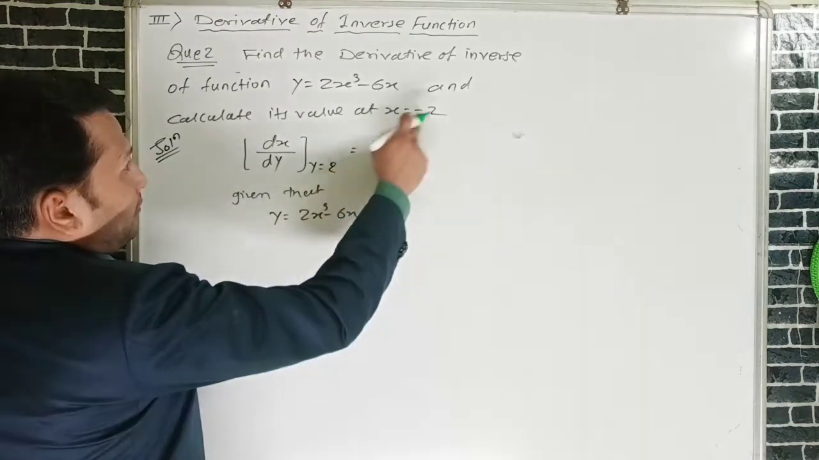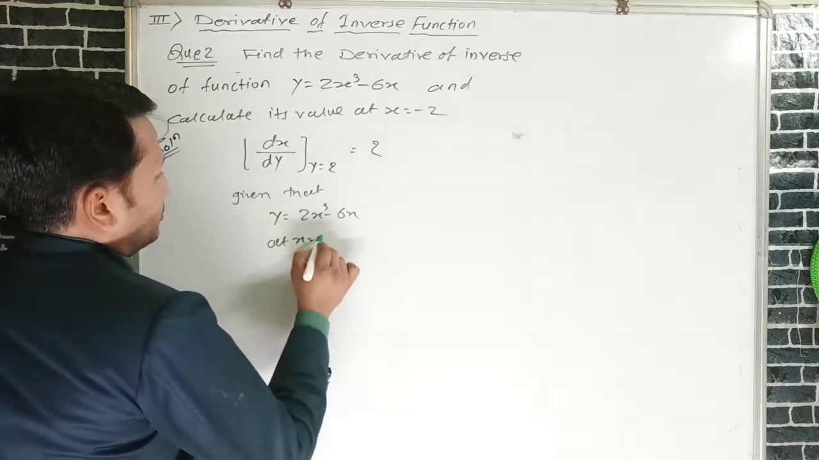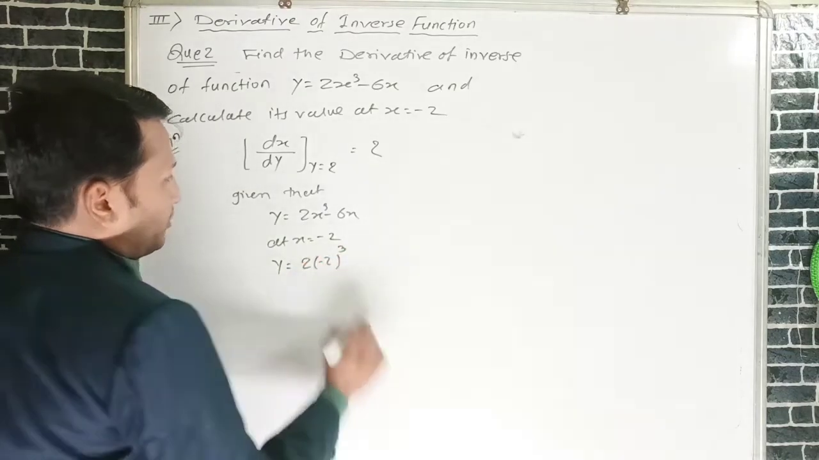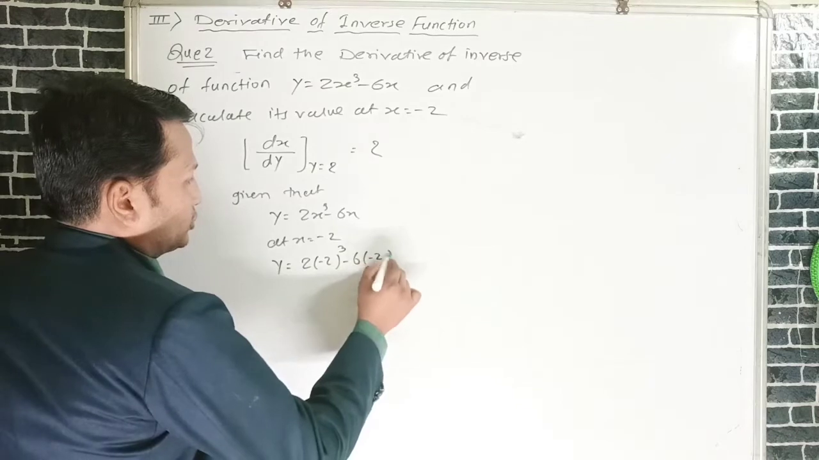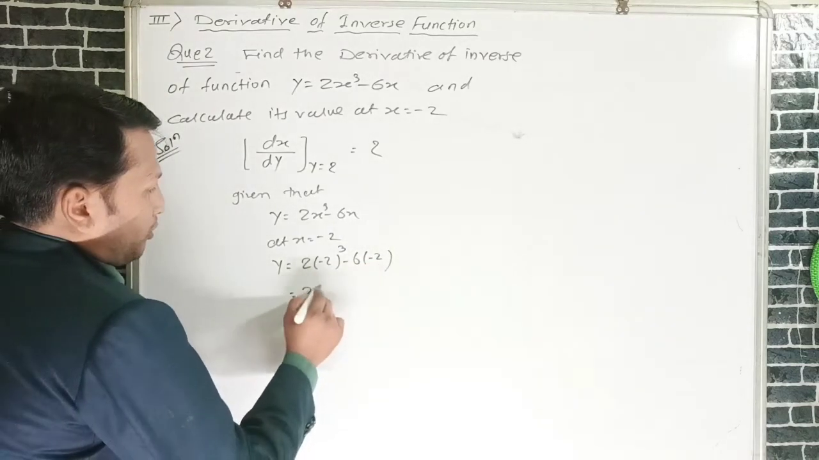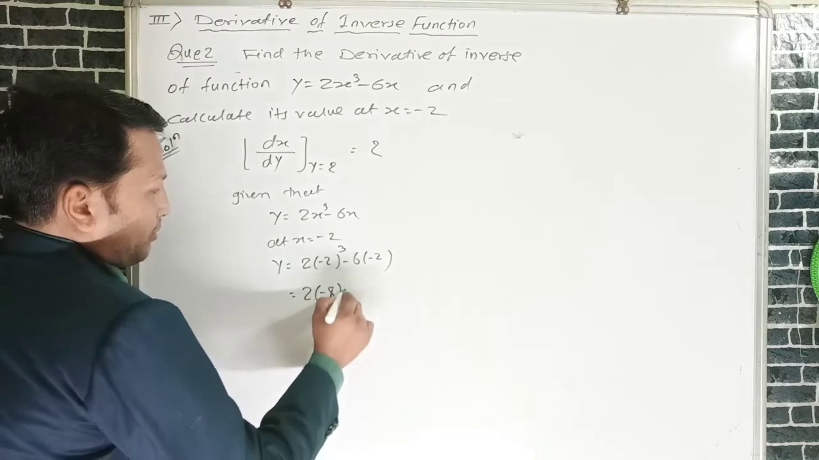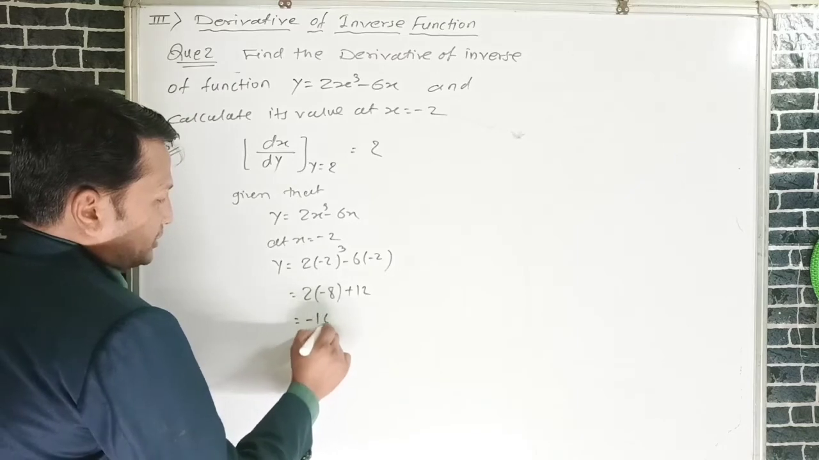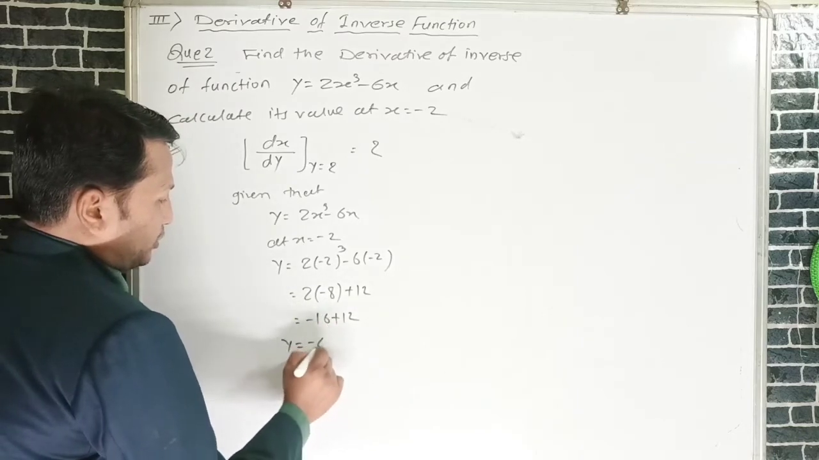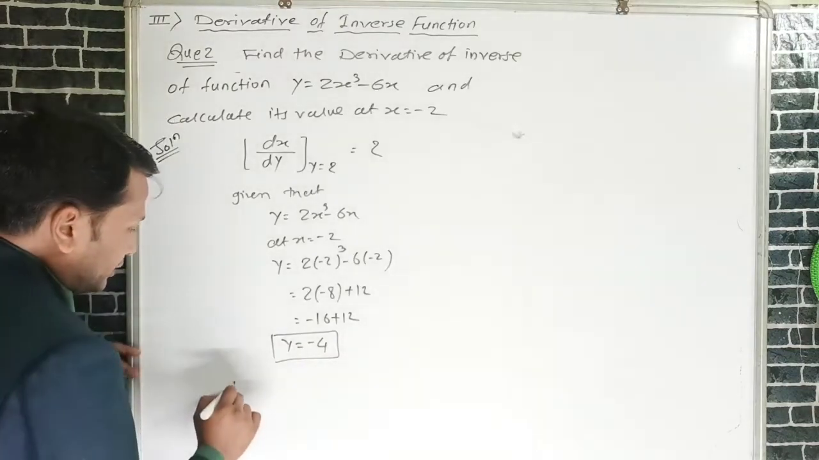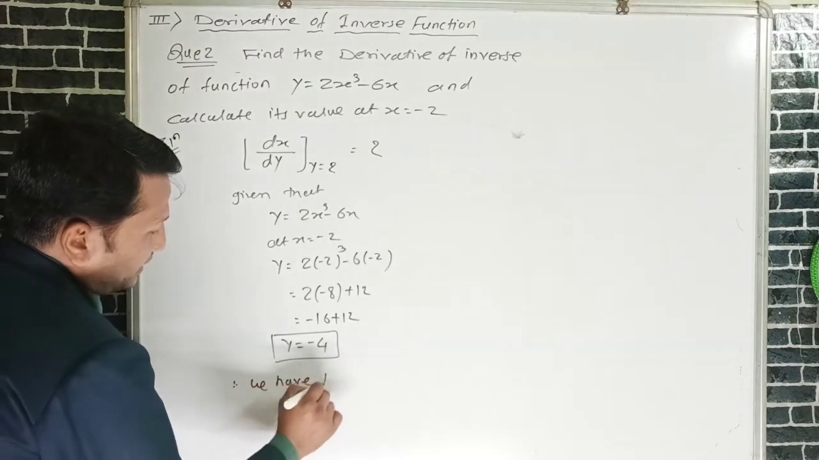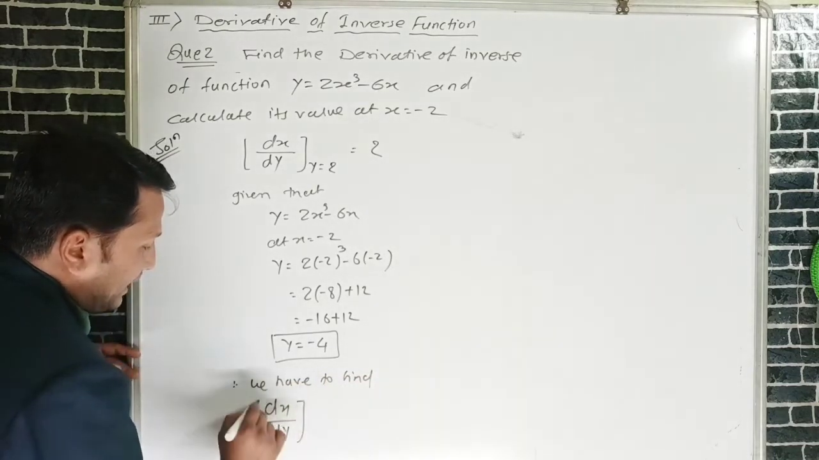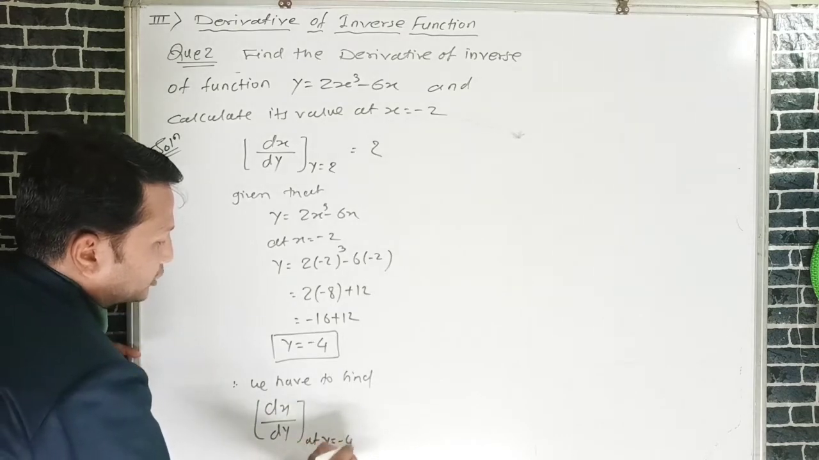If we put the value of x as minus 2, then we get the value of y is equal to 2 into minus 2 whole bracket cube minus 6 into minus 2. 2 into minus 2 cube is minus 8. Minus minus plus, 6 into 2 is 12. 2 into minus 8 is minus 16, plus 12. Hence y is equal to minus 4. Therefore, it is clear that we have to find dx upon dy at y is equal to minus 4, is equal to what?